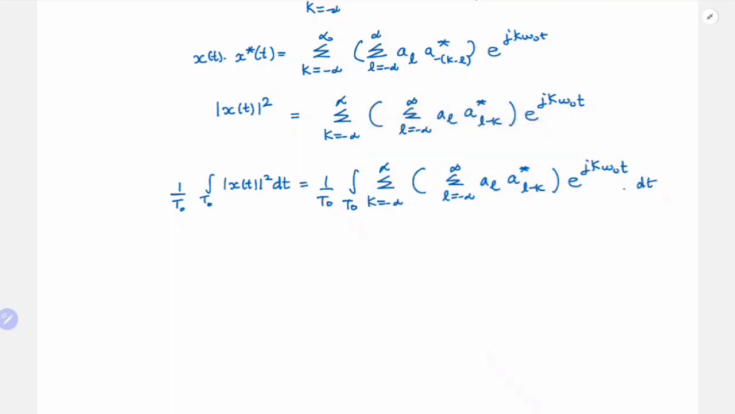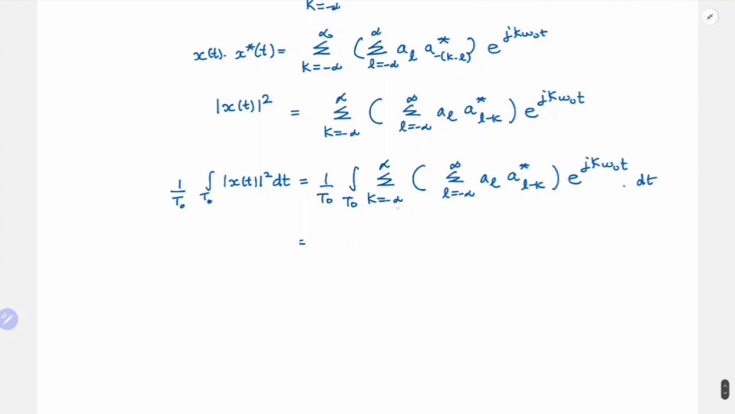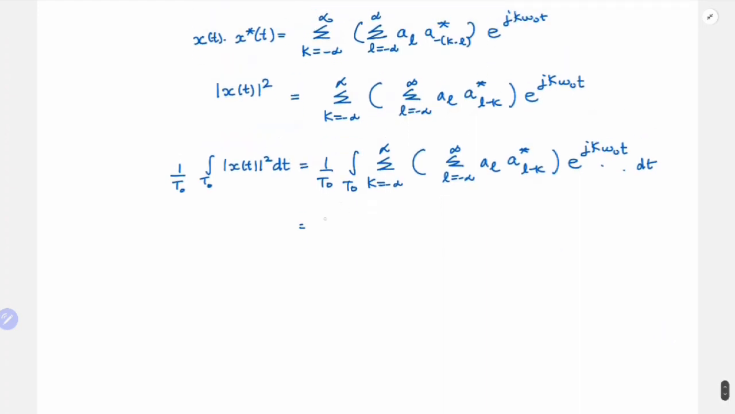Into dt. Now we can take the integral inside and the summation outside. Also, you can see that these first terms do not depend on t. Only this term depends on t, but since this also depends on k, we have to keep that in mind. So 1 by T naught, summation k equal to minus infinity to infinity, summation l equal to minus infinity to infinity, a_l times a_k conjugate, integral over T naught of e power jk omega naught t dt.